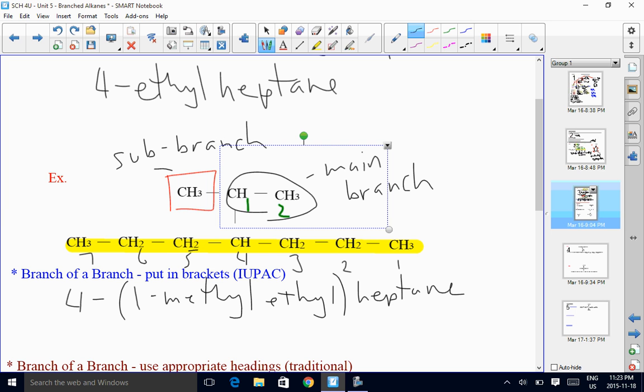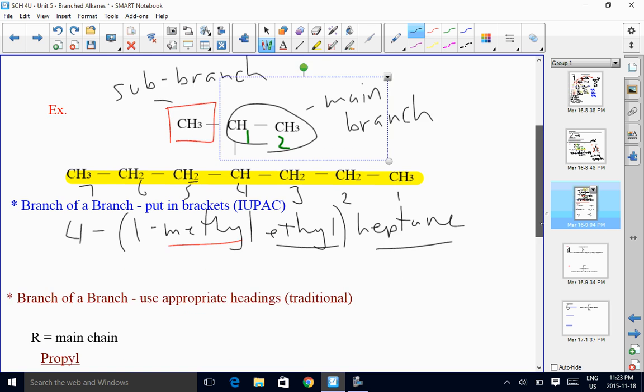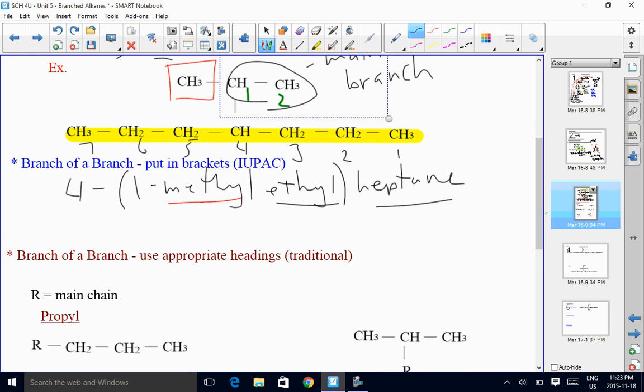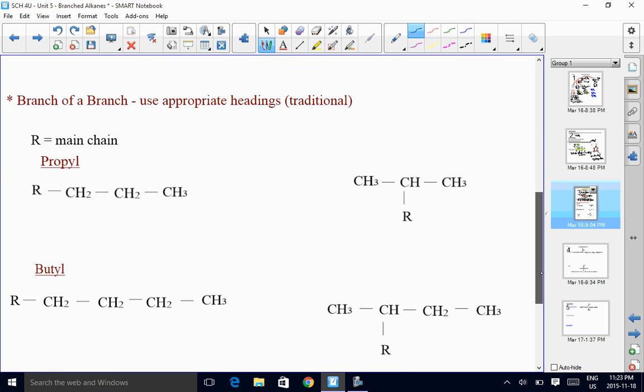There you go. Okay. So sub-branch, then main branch, and then you have your parent chain. Okay. Right. There is another way to name it, and this is using the old names. Okay. So let me label this.